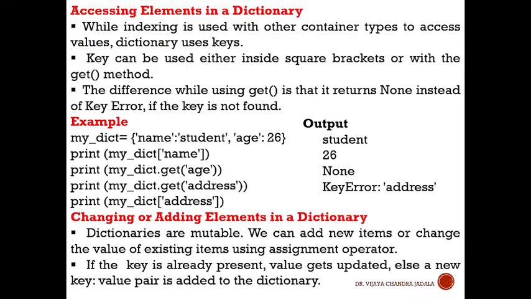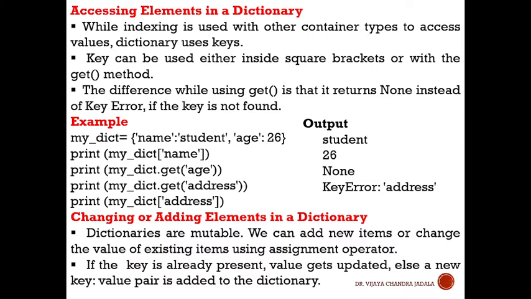Accessing elements in a dictionary. While indexing is used with other container types to access values, dictionaries use keys. Keys can be used either inside square brackets or within the get method. The difference while using get is that it returns None instead of a KeyError if the key is not found.